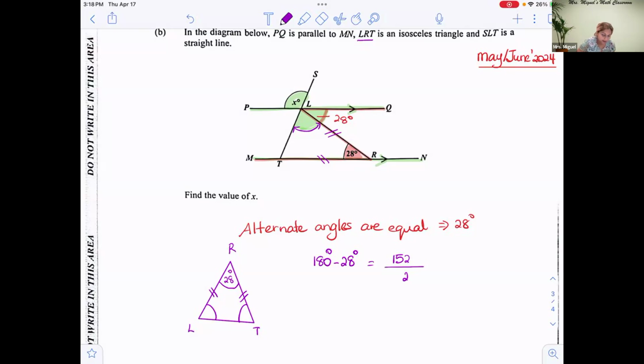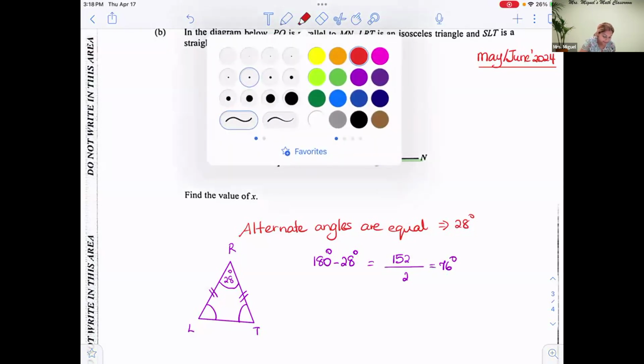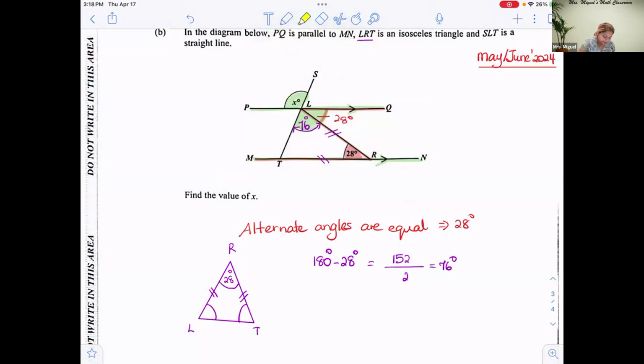All right, so 152 divided by 2 is 76 degrees. So here I could find the value of x. X is this entire angle here that I could highlight in orange, and it is vertically opposite. So x is 76 plus 28. Go ahead and add it.